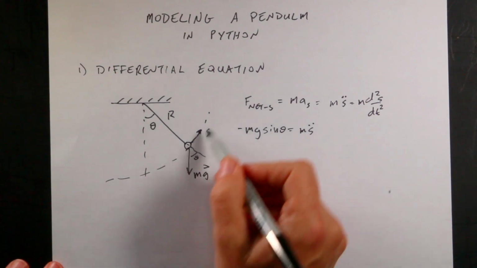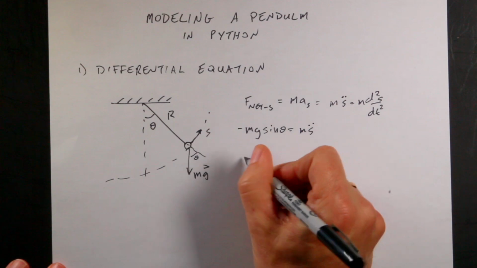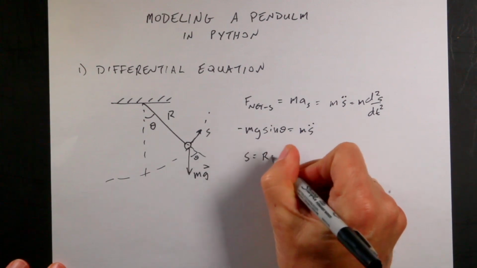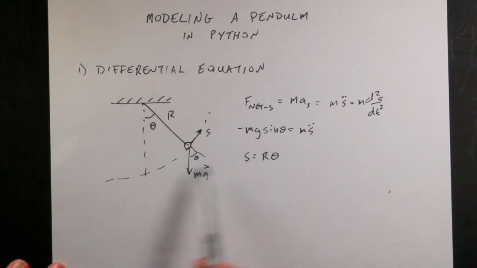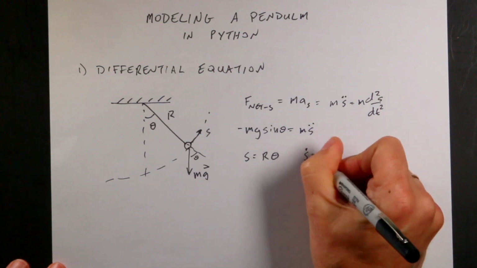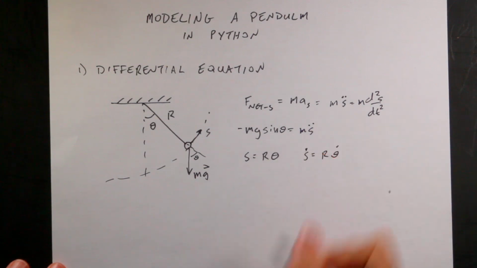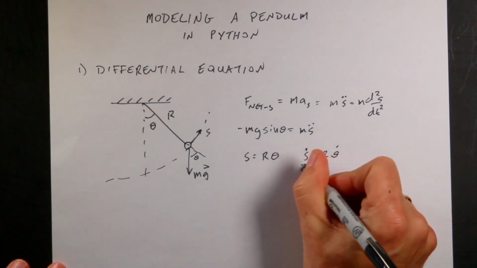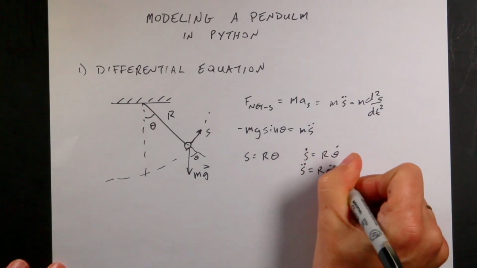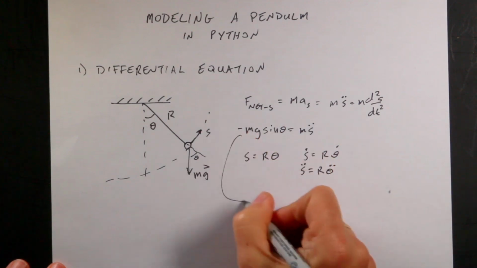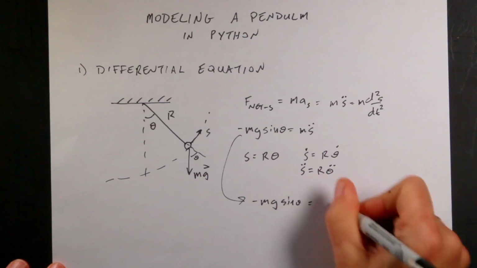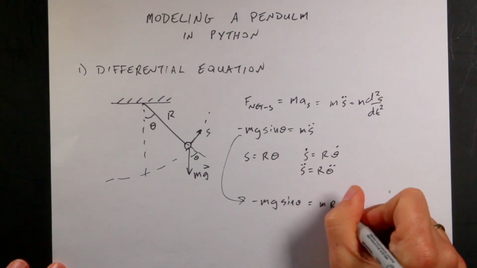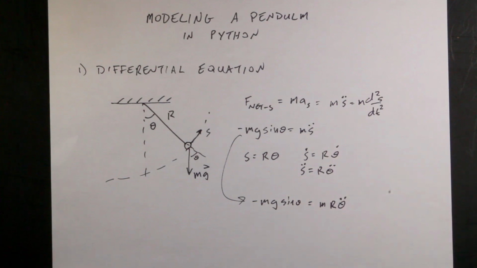So if this is down here and it moves a little bit, I can say s equals r theta, right? Because if I move it some small amount theta, it's going to move the arc length s. Then I can take the derivative: s dot is r theta dot, since r doesn't change, and s double dot is r theta double dot. So now over here, this becomes negative mg sine theta equals m r theta double dot. And that's what I want.